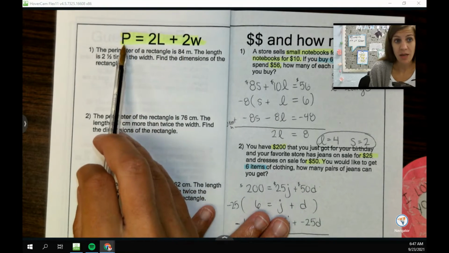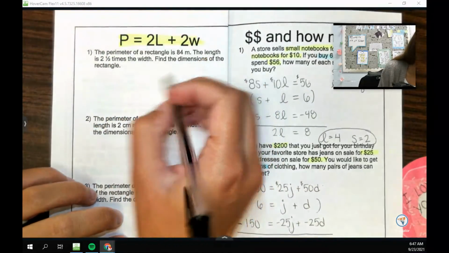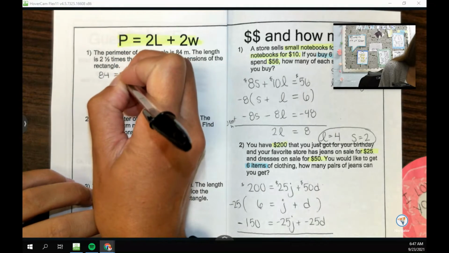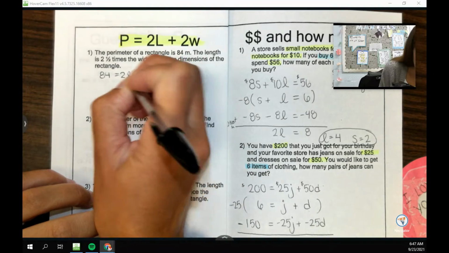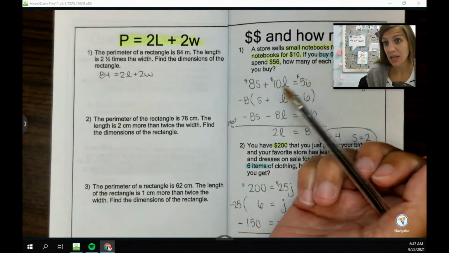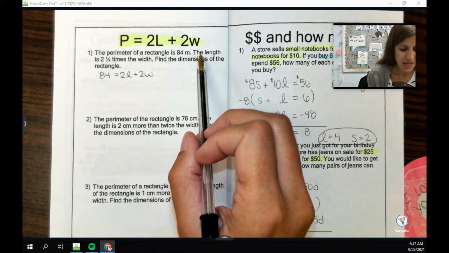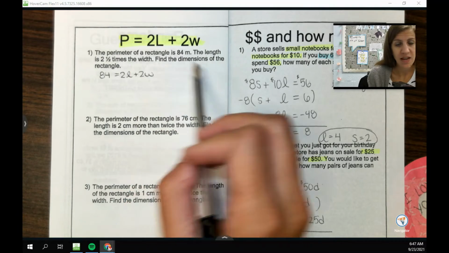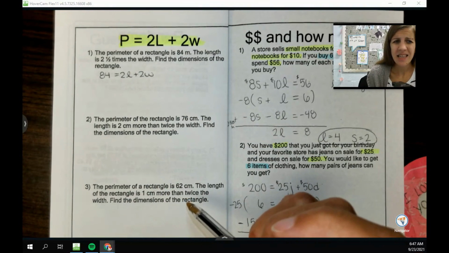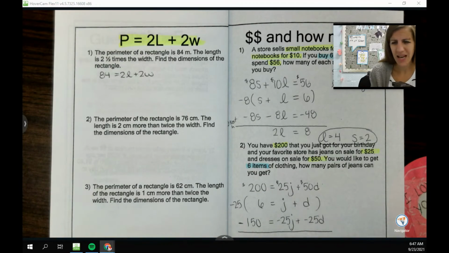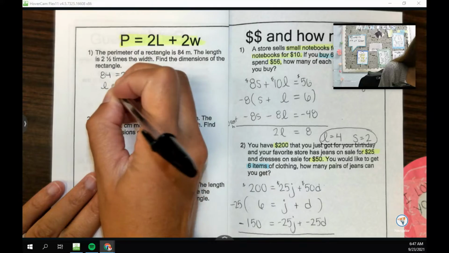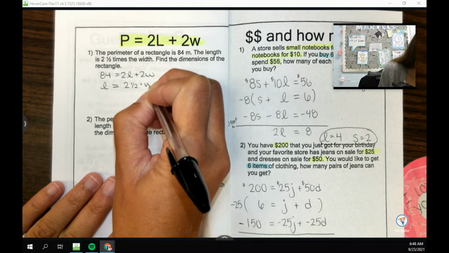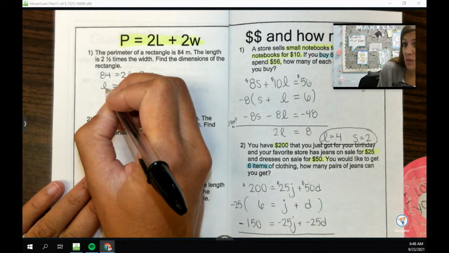Oh, so they straight up told me the perimeter is 84. So I can write 84 in for P. And I found that by doing 2L plus 2W. Now maybe I know what L and W is. I'm not reading this fully, and I probably should have, but the next sentence says the length is 2.5 times the width. Find the dimensions of the rectangle. So they kind of told me what the length was, but kind of not. What they did say was the length is 2.5 times the width.